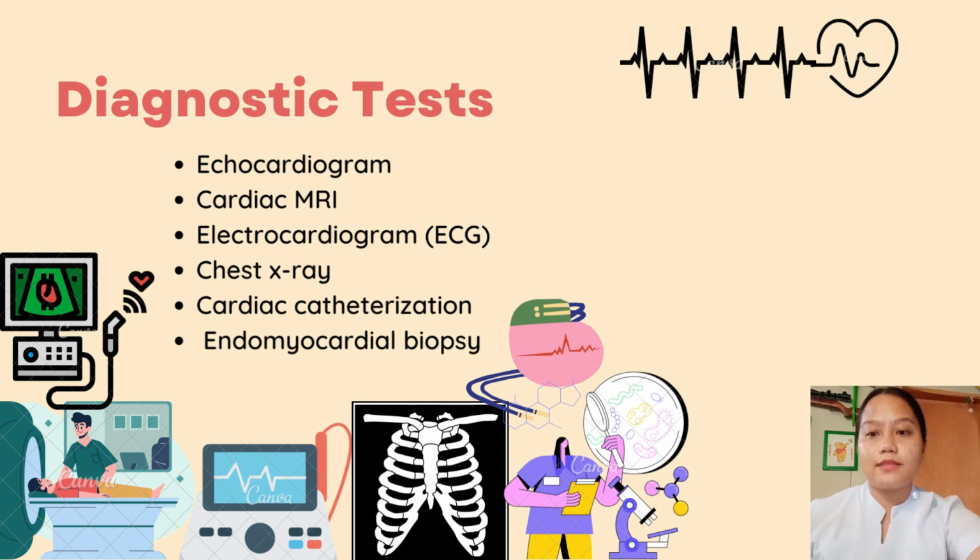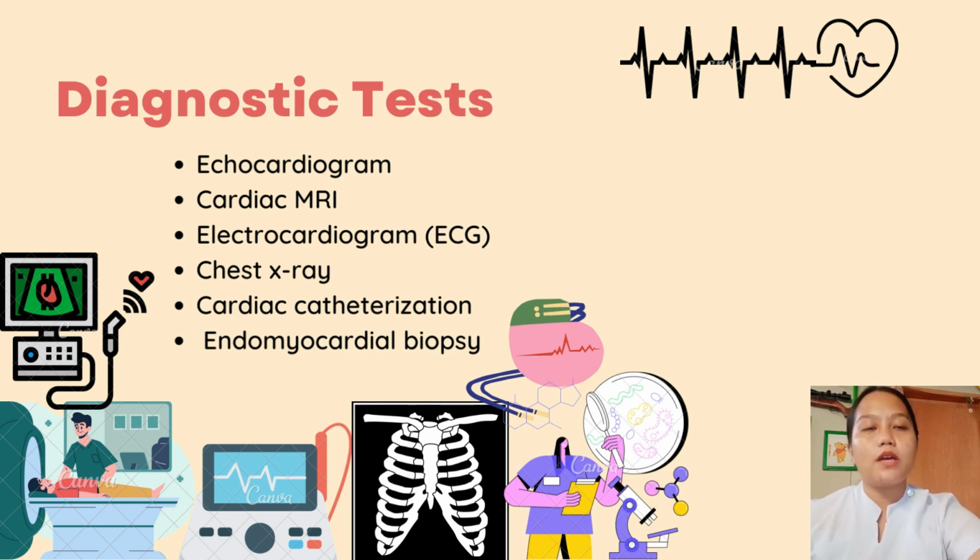Next is chest X-ray. A chest X-ray shows the shape and condition of the heart and the lungs. It can reveal fluid in or around the lungs. The next is cardiac catheterization. During this procedure, one or more long thin tubes or catheters are inserted into blood vessels, usually in the groin, and guided to the heart. Then during this test, a sample of tissue, or biopsy, can be taken to check for heart muscle damage.